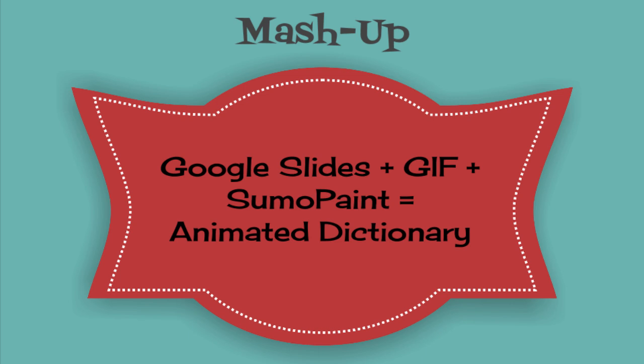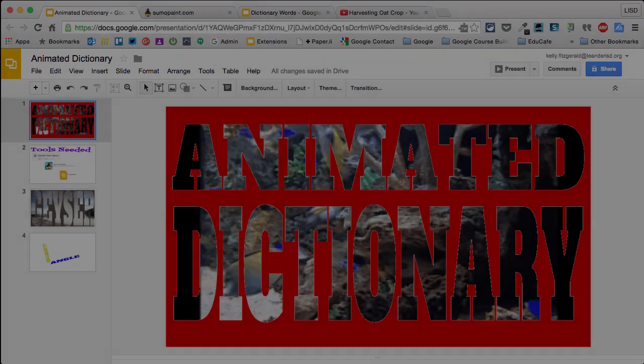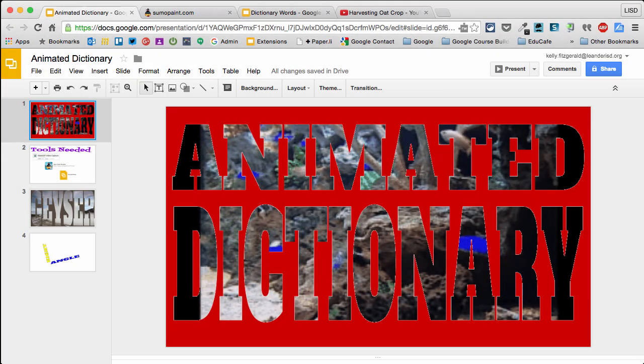I'm Kelly Fitzgerald, and today's mashup is going to show you how you can use Google Slides, plus a GIF, and a great website that I just learned about from Bruce Mercer called Sumo Paint. You combine all three of them and it can create an animated dictionary. So let's look at some examples and then I'll show you how to make them.